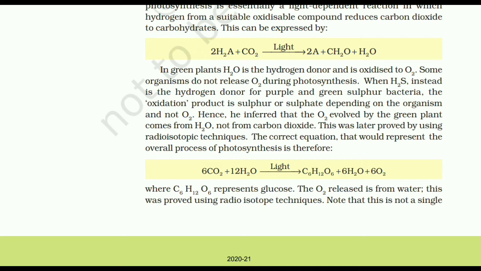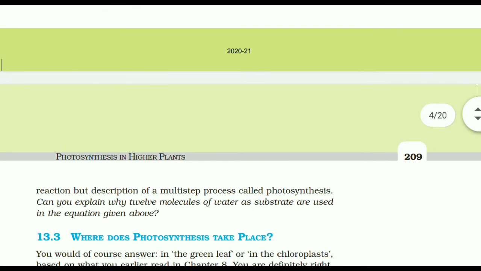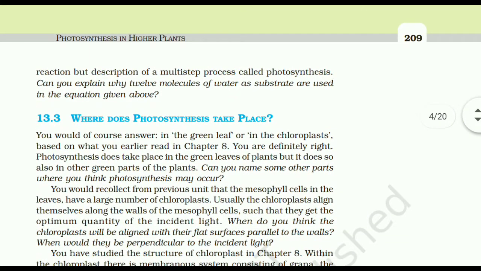The correct equation that represents the overall process of photosynthesis is therefore 6CO2 plus 12H2O in the presence of light gives C6H12O6 plus 6H2O plus 6O2, where C6H12O6 represents glucose. The oxygen released is from water. This was proved using radioisotope techniques. Note that this is not a single reaction but a description of a multi-step process called photosynthesis.